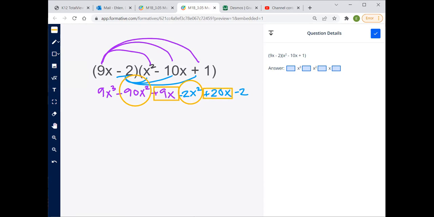And just as you guys remember yesterday, make sure you don't forget the sign. So that's a -90. So -90 and -2x is -92x squared. +9 and +20 is +29x. Bring down that -2 and that 9x cubed. So 9, -92, +29, and -2.